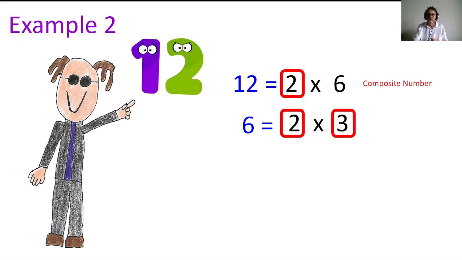So the prime factors of 12 are 2 times 2 times 3. 2 times 2 times 3 equals 12. Do you agree? Yes? Now, students, it looks very good, but there is a better way to write the maths.